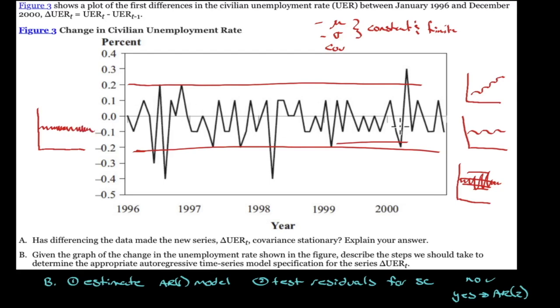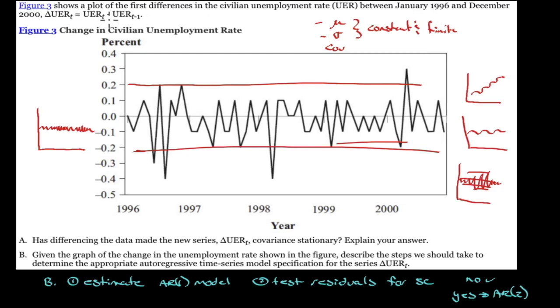This doesn't look like it has that. So just a visual inspection of this, we would say it appears to be covariance stationary at this point. So what this is, if we read this here, Figure 3 shows a plot of the first differences in the civilian unemployment rate between January 1996 and December 2000.